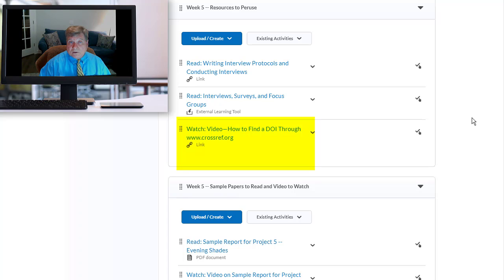The last video is how to find a DOI through crossref.org. As you've probably noticed, often in your research in the library, there will not be a DOI. And what do you do then? Well, one of the things you can do is to use crossref.org and actually find the DOI and use it and not have to worry about anything else.